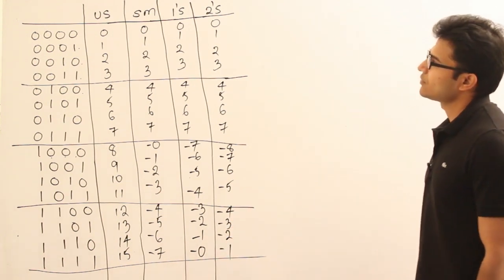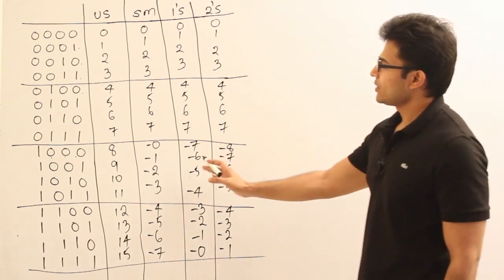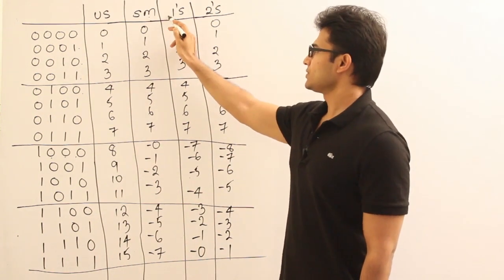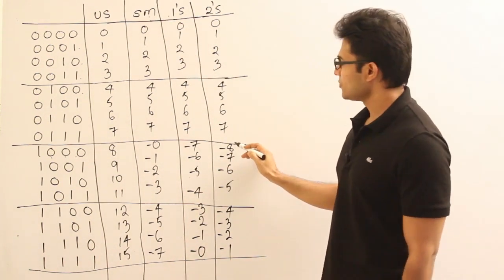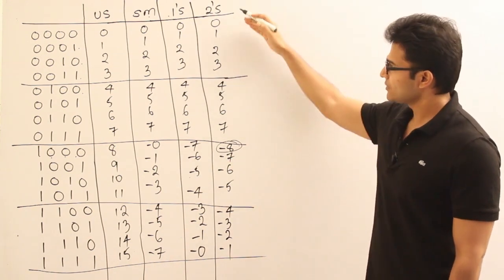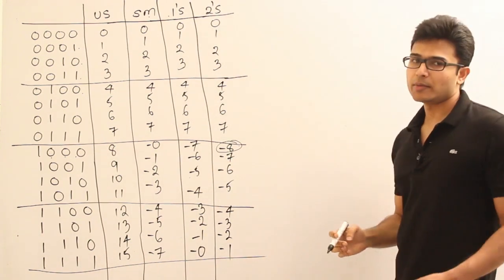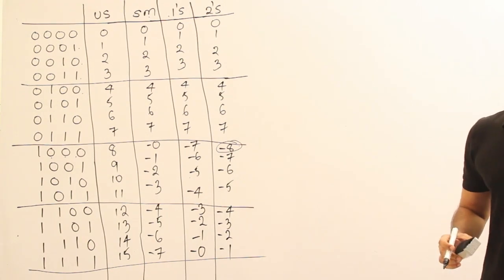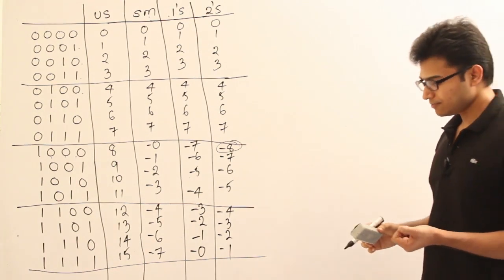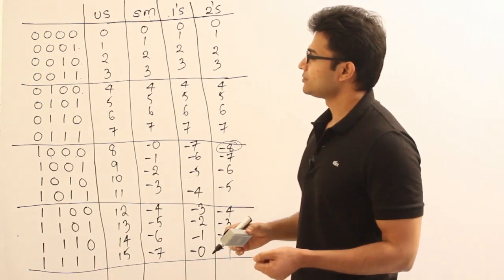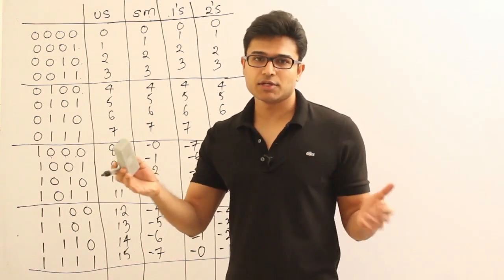Now, what is the advantage of 2's complement? In signed magnitude and ones complement we are not able to represent minus 8, but minus 8 is represented only in 2's complement. Therefore, the range of numbers that can be represented using 2's complement is actually more.